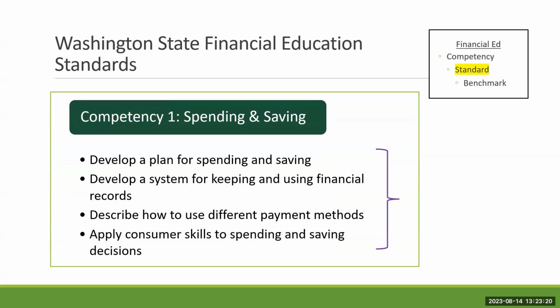So as we go down to the next, more specific standards, we're looking at competency 1 here. We have 4 standards that will stretch across K through 12 and progress through a student's academic career: developing a plan for spending and saving, developing a system for keeping and using financial records, describing how to use different payment methods, and applying consumer skills to spending and saving decisions.